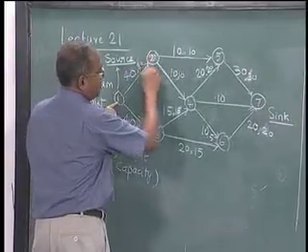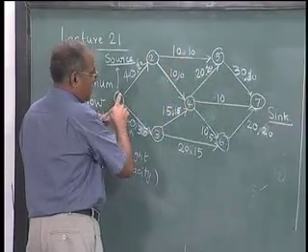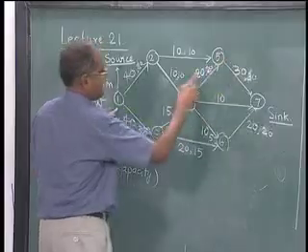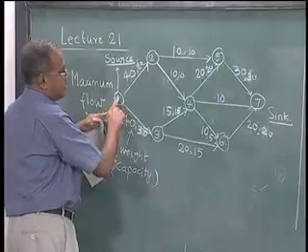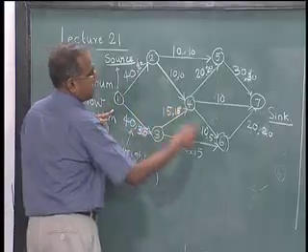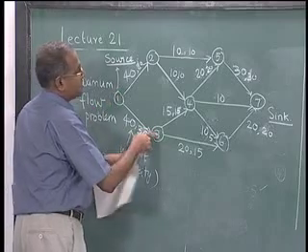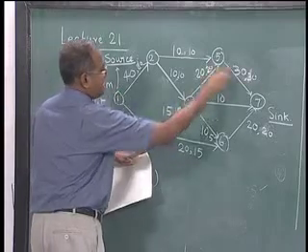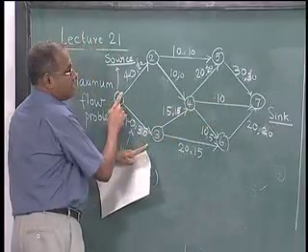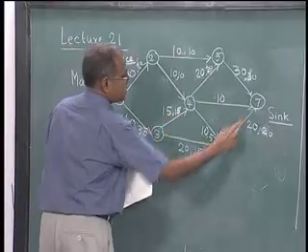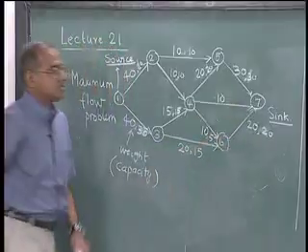So, 1, 2, 5, 7, this is exhausted. So, you cannot send. 1, 2, 4, 5, 7 is exhausted, 1, 2, 4, 7 is exhausted, 1, 2, 4, 6, 7 is also exhausted, 1, 3, 4, 5, 7 is exhausted, 1, 3, 4, 7 is exhausted, 1, 3, 4, 6, 7 is exhausted and 1, 3, 6, 7 is also exhausted.